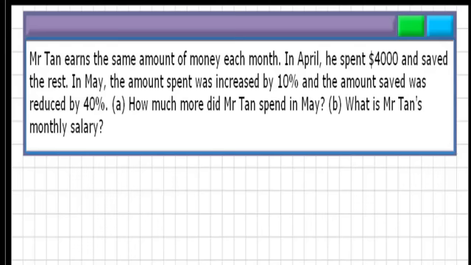We will first underline or highlight all the important facts in the question. In April, he spent 4,000 and saved the rest. In May, the amount spent increased by 10% and amount saved reduced by 40%. Next, we will draw models to help us solve the problem.